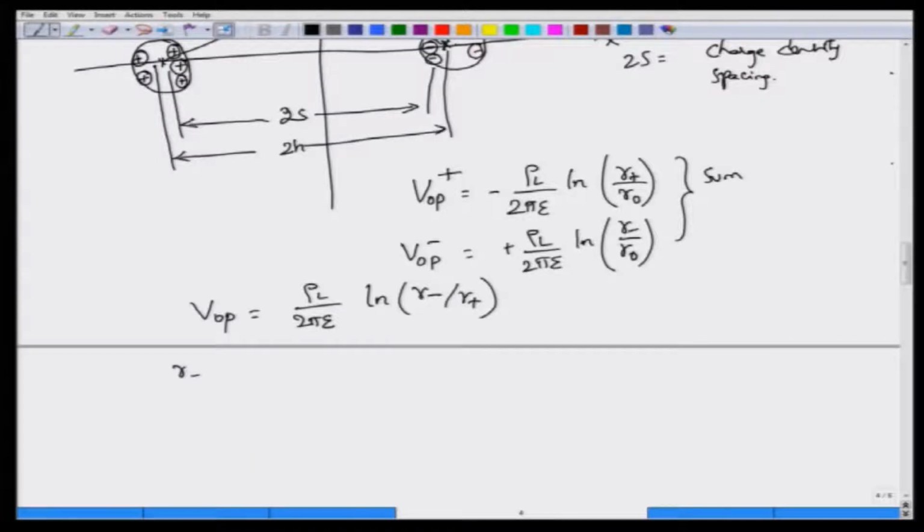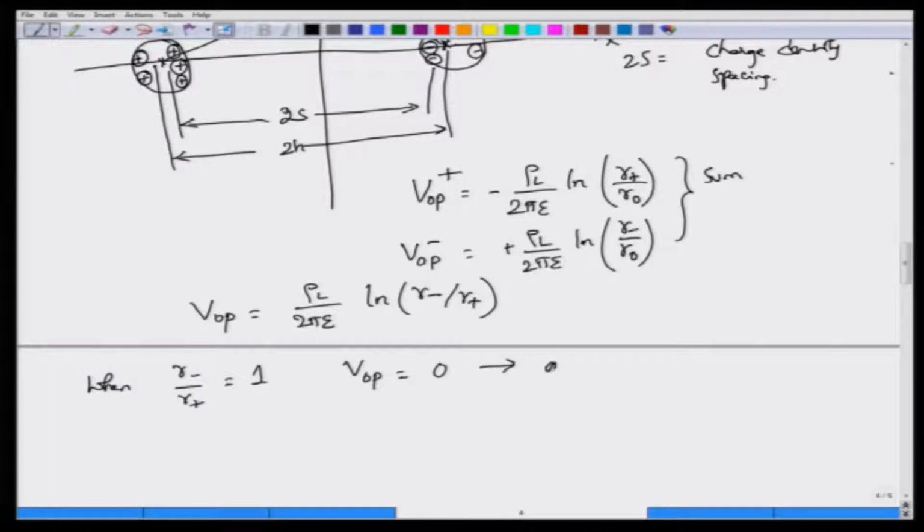When can r minus by r plus be equal to 1? It means that all the points which are equally distant from the positive charge density and the negative charge density, when they are equal, then this ratio will be equal to 1 and the potential VOP, the potential at the points which satisfy this condition, will be equal to 0.